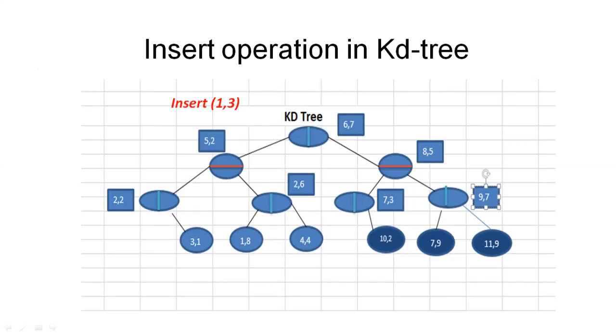So let us say that on the root we have a vertical cut, that is using the x coordinate. So we will compare only the x values, that is 1 and 6. Because 1 is less than 6, we continue to the left side. On the next level we have a horizontal cut, which means we have to compare the y coordinate. So we compare 3 with 2, because 3 is greater than 2, we continue on the right subtree. Next level we compare x again, so we compare 1 with 2, because 1 is less than 2, we continue on the left side.